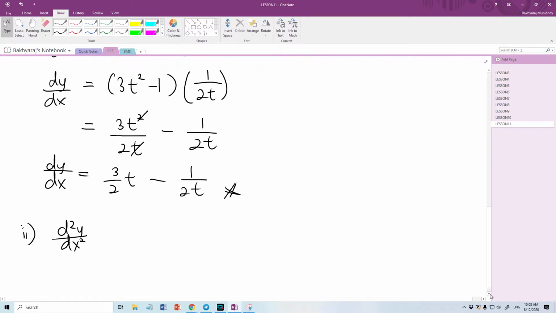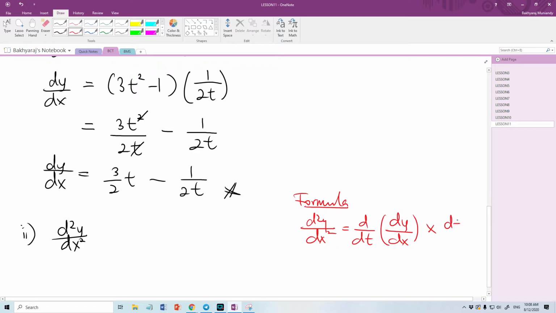So first, get the formula. What is the formula? The formula for the second order is d squared y over dx squared is equal to d over dt of dy dx, times dt over dx. So this is the formula. Okay, kita dapatkan balik formula dia and we can put it inside the formula. So this is what we need to have.